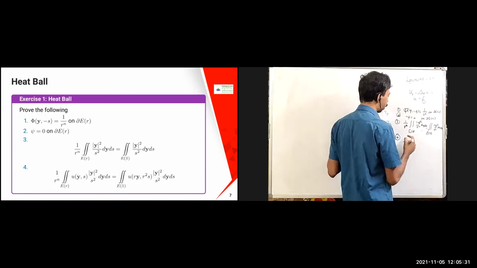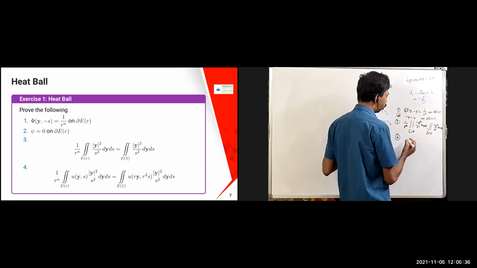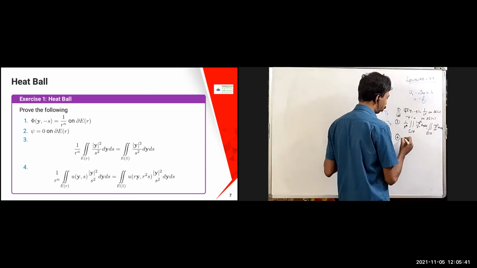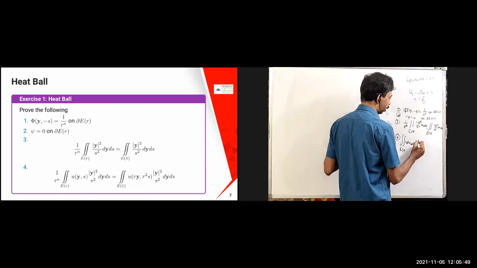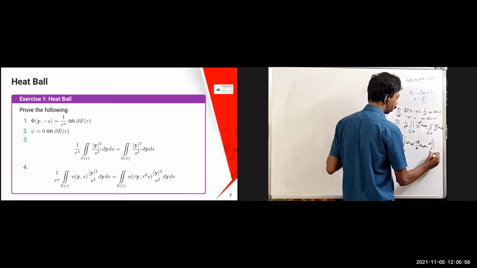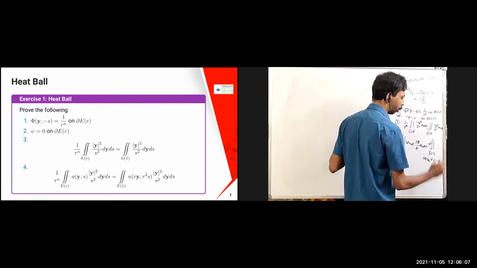If you transform the problem u of y comma s to the radial one, in that case again you can multiply by r power n. You are going to get, with some changes in the r power y, integral over E of r into u of y comma s mod y square by s square dy ds. That is going to become r power n into integral E of 1 into u of ry, r square s, mod y square by s square dy ds.